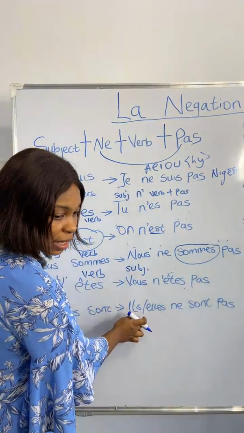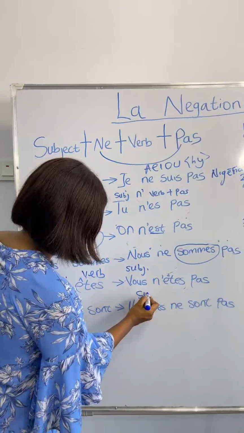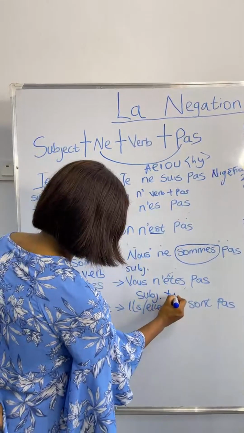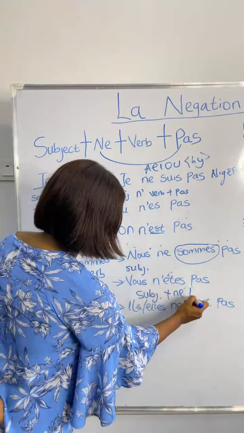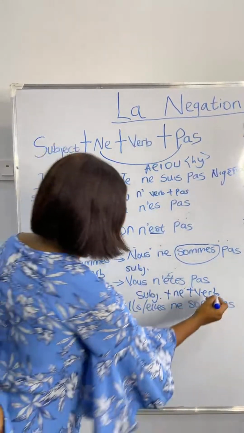The "il" is the subject, plus "ne". The "suis" or "sont" is what? Verb. And the last one is what? "Pas".